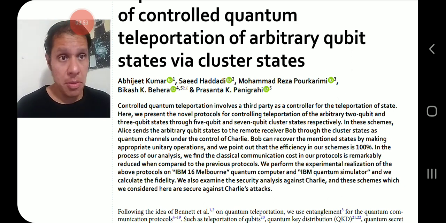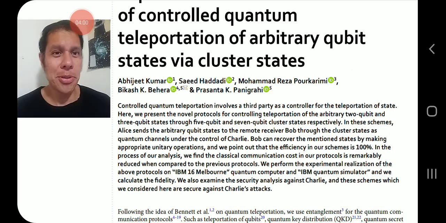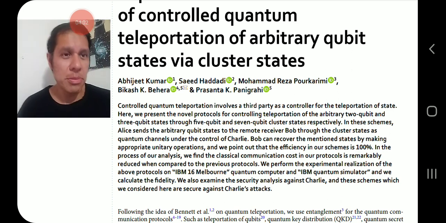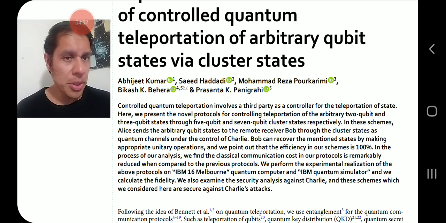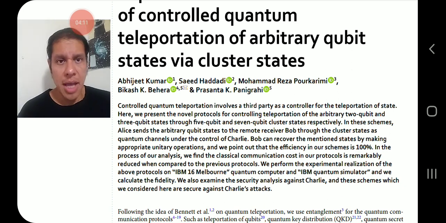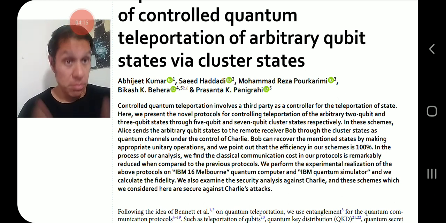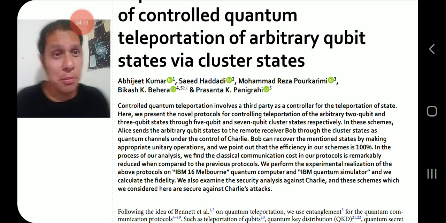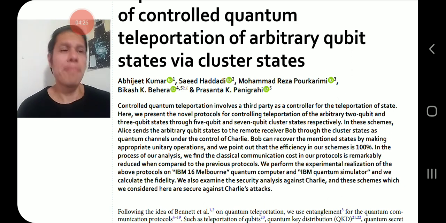We performed the experimental realization of the above protocols on the IBM 16 Melbourne, yes, I've been using that one too, quantum computer and the IBM quantum simulator, and we calculate the fidelity. We also examine the security analysis against Charlie and the schemes which we consider here are secure against Charlie's attacks. Okay, so 2 things that this improves, right? The cost. In other words, it's more efficient to do it this way.